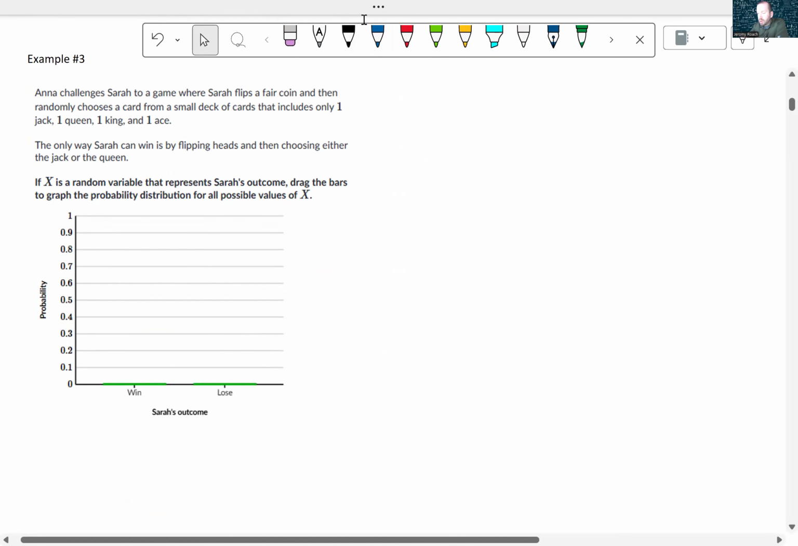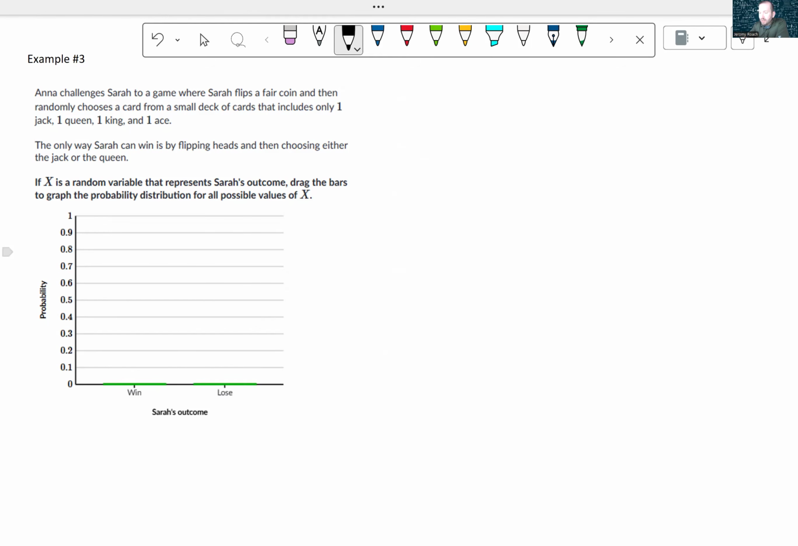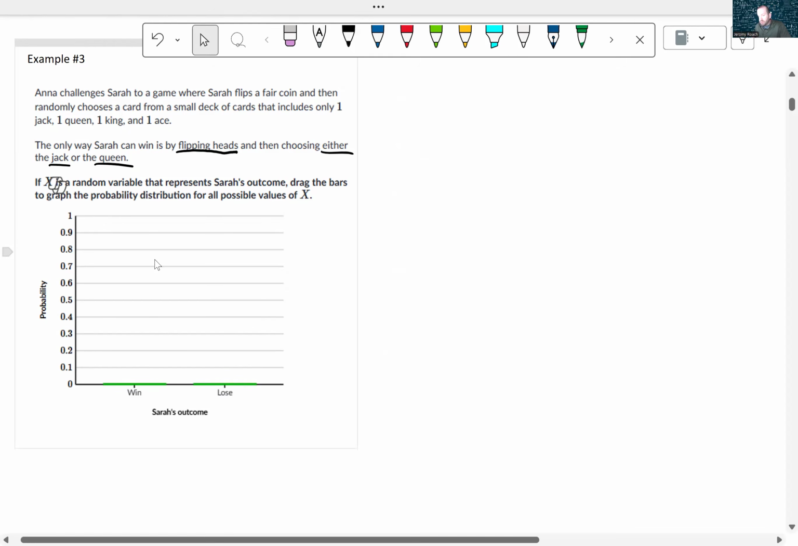She flips a coin and draws a card. The only way Sarah can win is by flipping heads and then choosing either a jack or a queen. So we're gonna list our possibilities for this to see the probability of Sarah winning and Sarah losing.